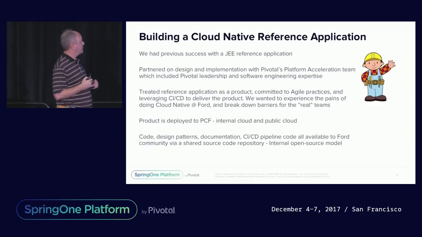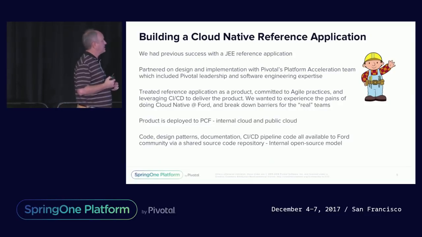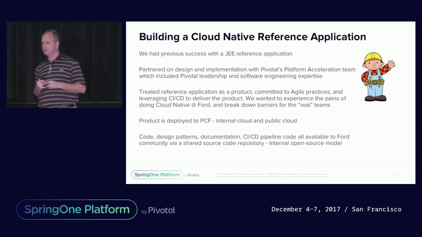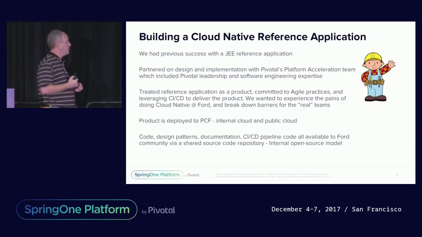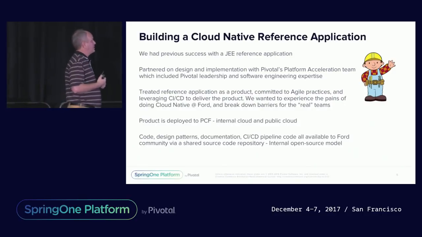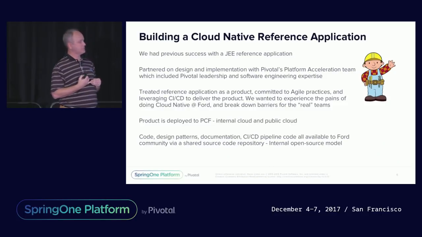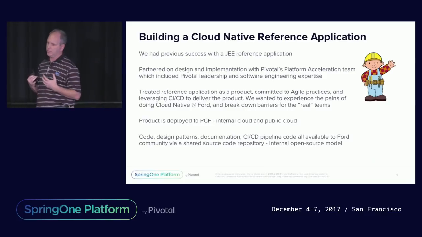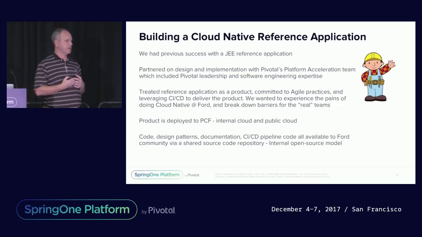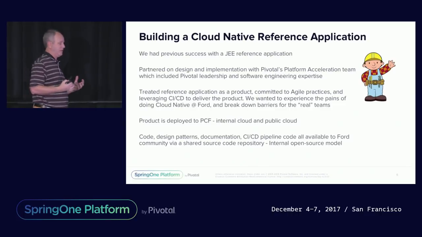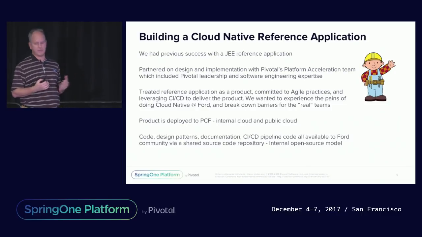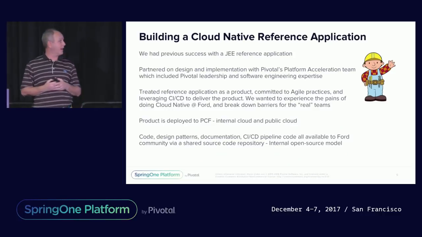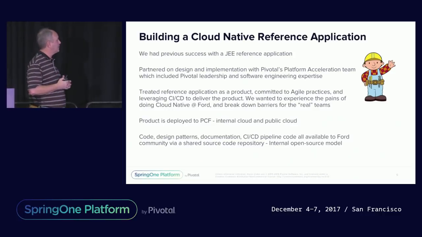Next, this was critically important. We partnered on the design and implementation with Pivotal's platform acceleration team, and that included some of Pivotal leadership that run that platform acceleration team, as well as some software engineering expertise. So this fit into what that team had envisioned for other enterprises, so it was a good fit. It worked really well. So we were pair programming with some Pivotal resources. We had some of our own resources, and we set out on building this product.